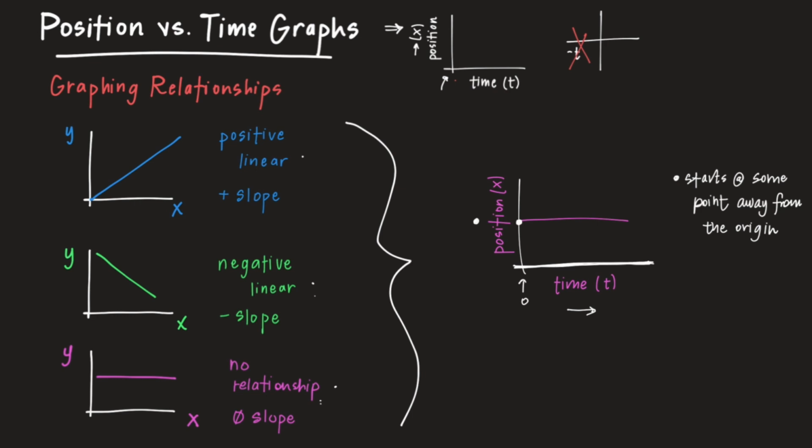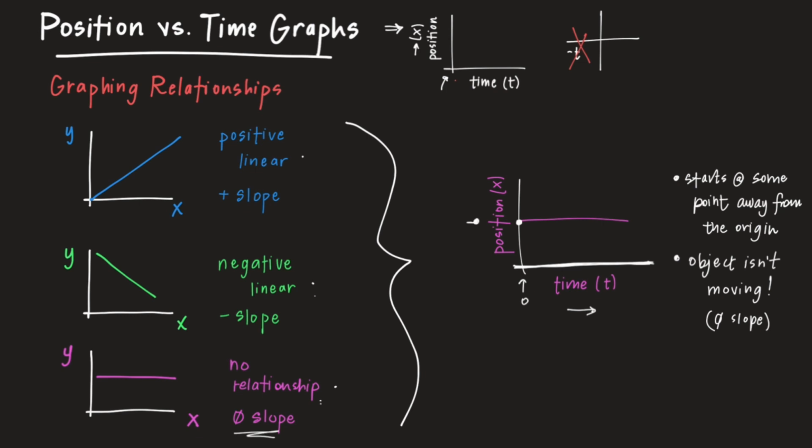So the object starts at some point away from the origin, but it's not moving. The object stays at that position for all of time. The position isn't increasing or decreasing, it's not going away from or towards the origin, it's got no slope. So the object isn't moving, it's staying at that same position, because it has a 0 slope. That's what that's telling us.